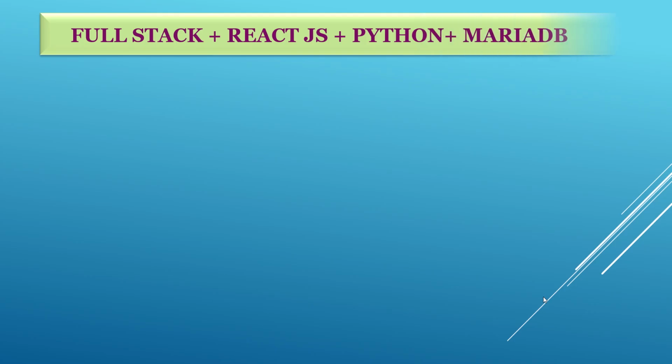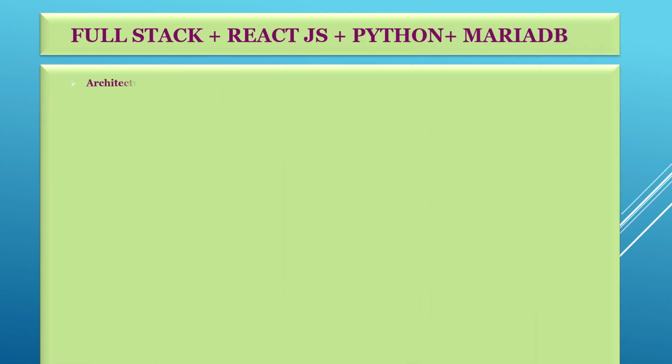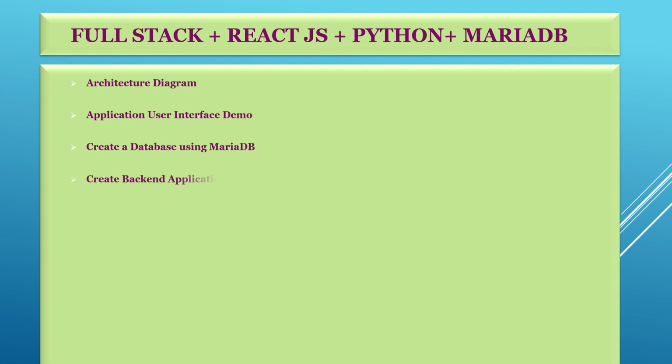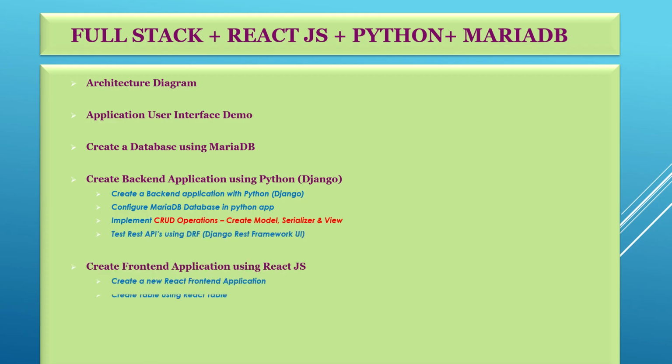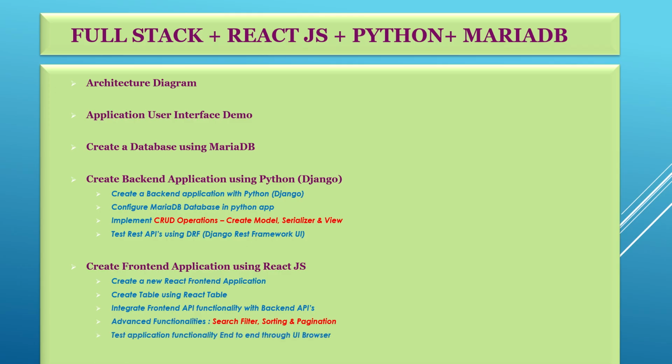Next, we are going to create these points in sequence, like one by one we are going to see these points. First we will see the architecture diagram. Next I am going to show you a small user interface demo. Next we will see how we can create a MariaDB database on the backend side, and next we are going to create our backend application using Python Django framework. And these are some points which we are going to follow in sequence.